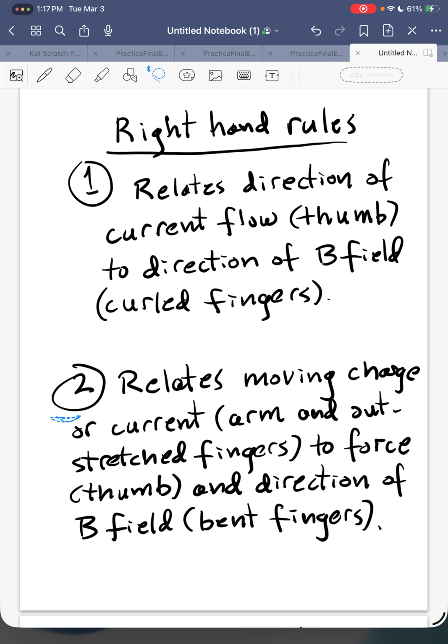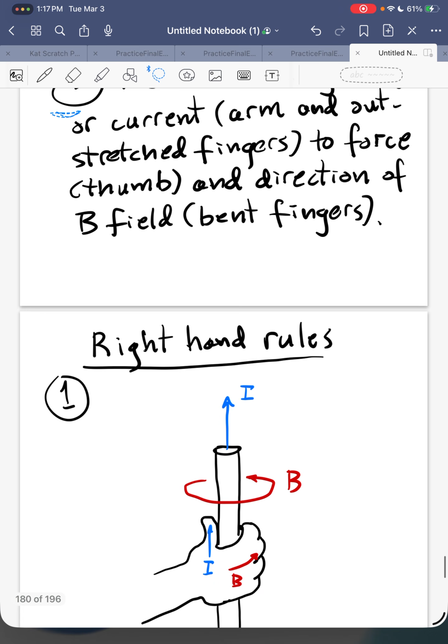The second right-hand rule relates three things: the direction of a moving charge or current, that's your arm and outstretched fingers, to the force, which is your thumb, and then the direction of the B field, which is your bent fingers. So I'll just try to show these things here. Let's go over rule number one first.